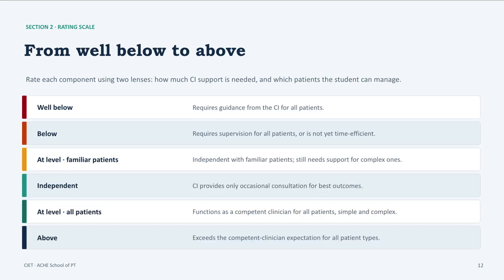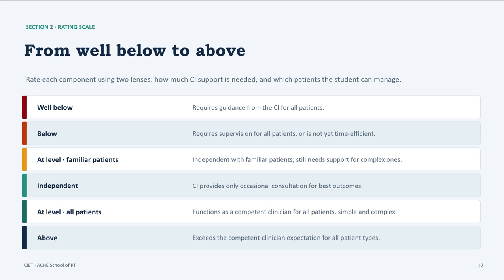For patient management skills, you will rate the student after considering two criteria: how much support the clinical instructor provides and what types of patients the student is comfortable treating. Ratings range from well below to above. Well below means the student requires guidance from the CI for all patients. Below means the student requires supervision for all patients, or is not effective in time management.